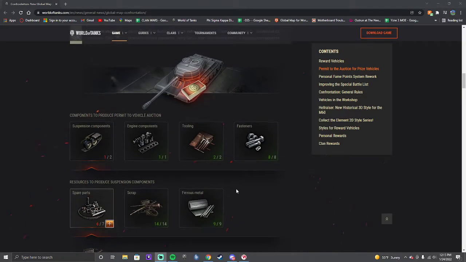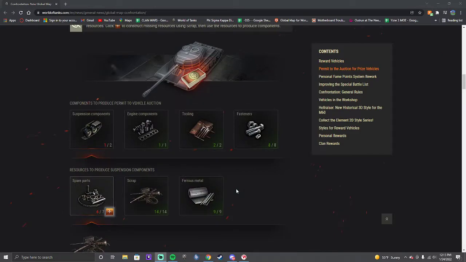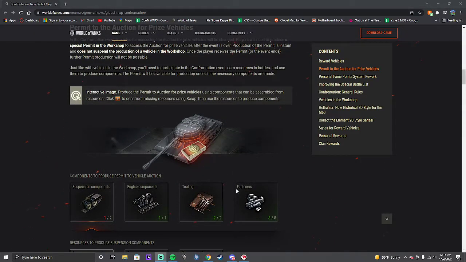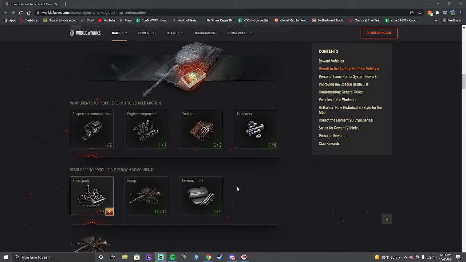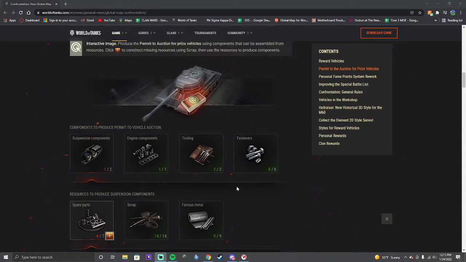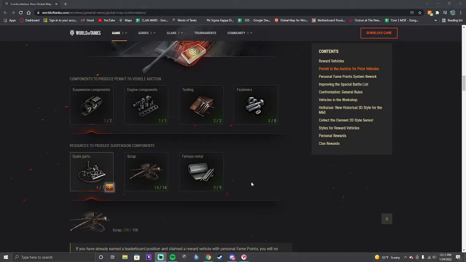in order to bid for your chance at a chieftain, or to produce the chance to bid for a chieftain, I should say, you have to build an auction permit. So it's going to take like half a week to even get one of these built, or a couple nights at least, unless you're playing multiple tournaments a night. So each landing is a tournament, is what I'm saying here. And yeah, that's a lot. That is a lot of stuff.